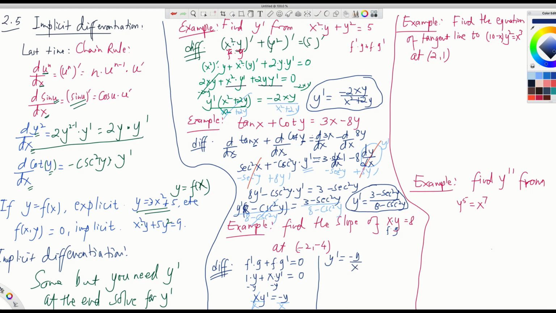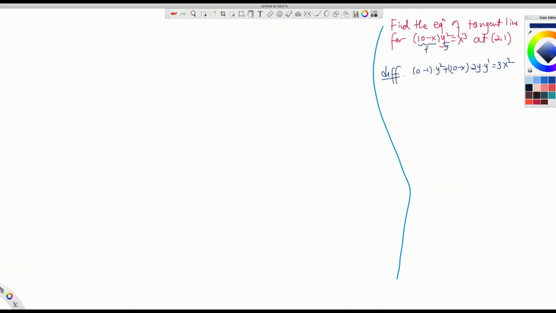But your goal is to find the slope, meaning the derivative at negative 2 and negative 4. So you write at negative 2 and negative 4. This is the x, and this is the y. So x will be replaced by negative 2 and y will be replaced by negative 4. So y prime equals negative 4 over negative 2, which is negative 2. So this is the slope. Okay, so you see that?